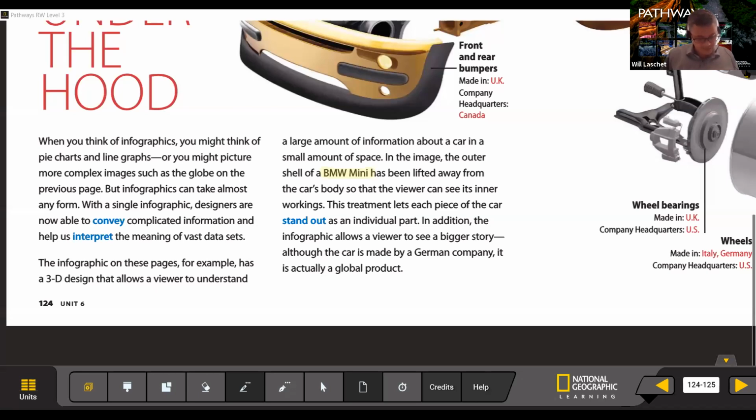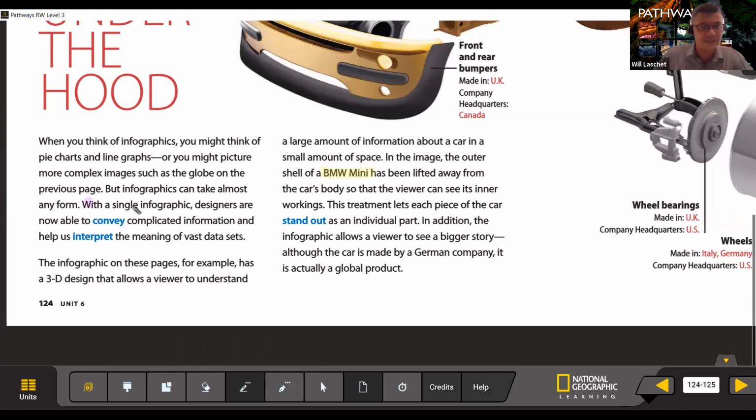So the first question I'm going to ask you is this one. What do infographics enable designers to do? It's made by a designer, so perhaps not an academic, it's made by a designer. And Indalika has got the answer here: to convey complicated information. So I'm going to highlight that.